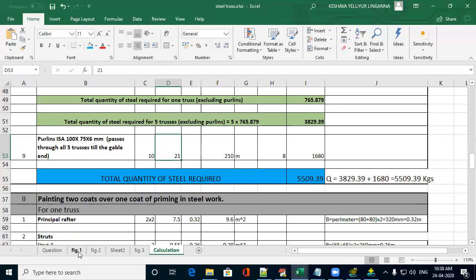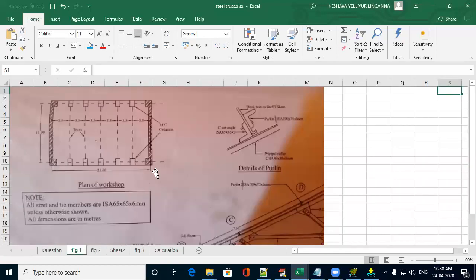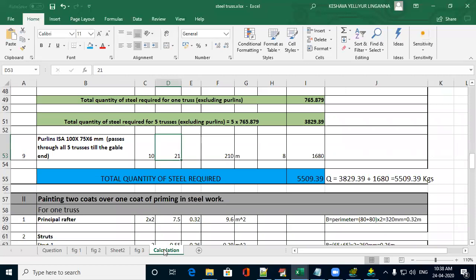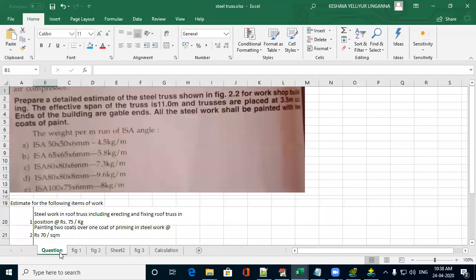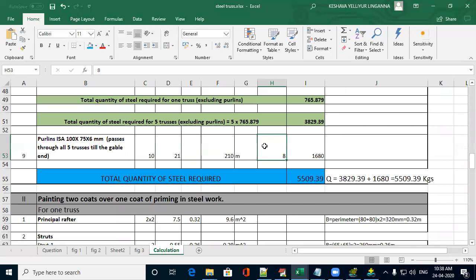Here you can see the purlins run to a distance like this. Here the purlin runs. So the length of the purlin will be 21 meters. If you multiply these two, you will get 210. For this 100 by 75 by 6, it is given 8 in the question, they have mentioned. For 100 by 75 by 6, it is 8 kg per meter. So 8 is taken. If you multiply these two, you will get this 1680.